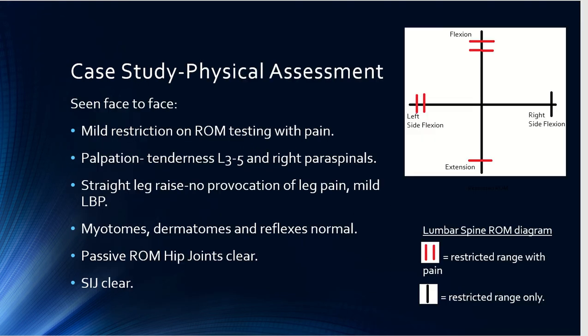Objectively, the patient was assessed face-to-face and reported pain localized to the lumbar spine, which increased with range of movement testing, and a mild restriction of range was noted. Tenderness was present upon palpation of L3, 4, and 5 vertebrae and right paraspinal muscle groups. No neurological symptoms or deficits were present upon straight leg raise test. Myotomes, dermatomes, and tendon reflexes were normal. His hip and sacroiliac joint presented to be unremarkable upon testing.